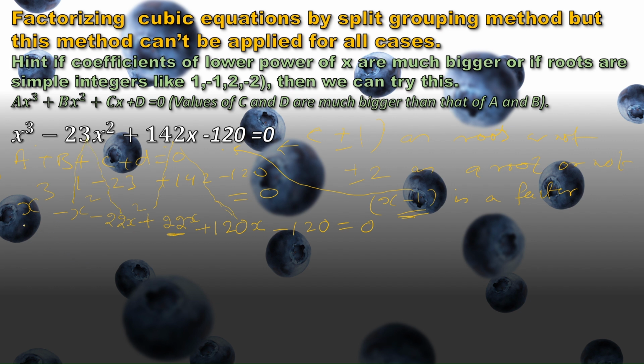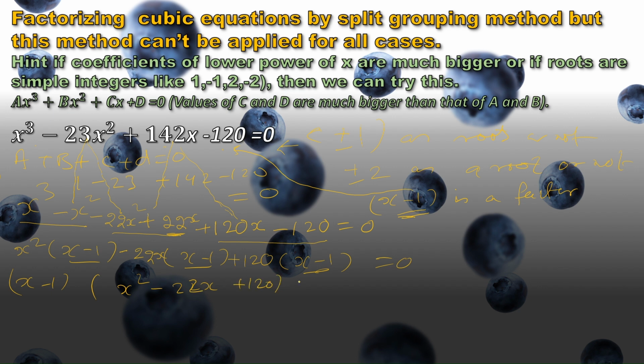Now we can make pairs: first pair, second pair, and third pair, and simply take the common x squared, x minus 1. We can just copy this x minus 1 two more times because two more pairs are there. So just adjust it: minus 22x, and here plus 120, times x minus 1, x minus 1, x minus 1. We can take x minus 1 common. What is left? x squared minus 22x plus 120 is equal to 0. And this is the quadratic equation.